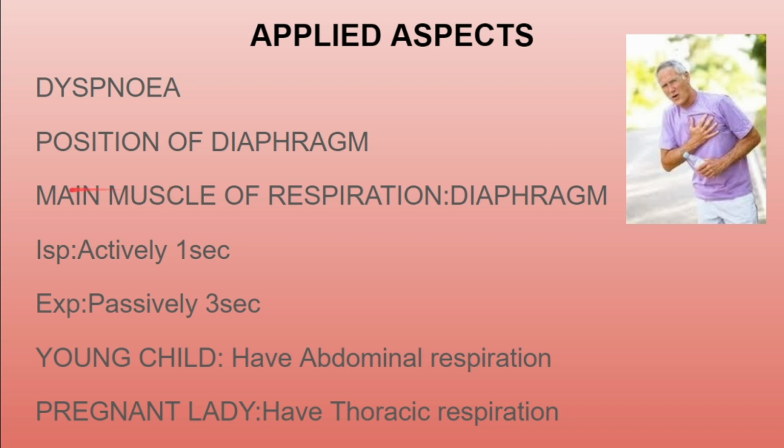Now the main muscle of respiration is the diaphragm. Respiration occurs in two phases, inspiration and expiration. Inspiration occurs actively for 1 second and expiration passively for 3 seconds by the elastic recoil of the chest wall.